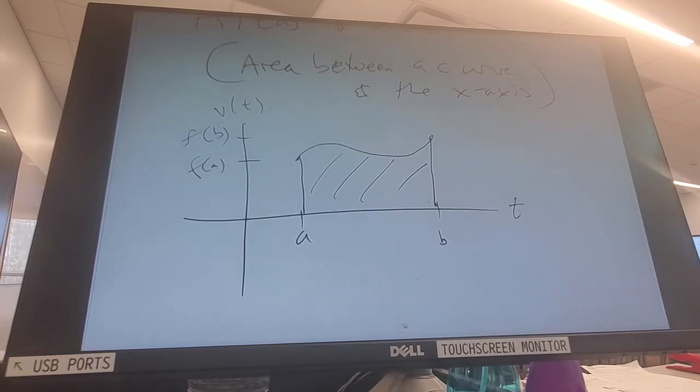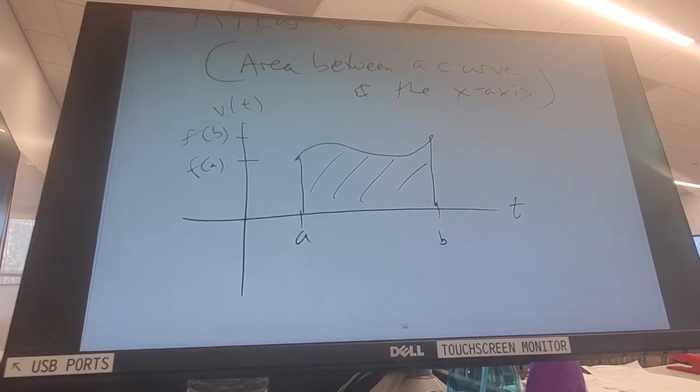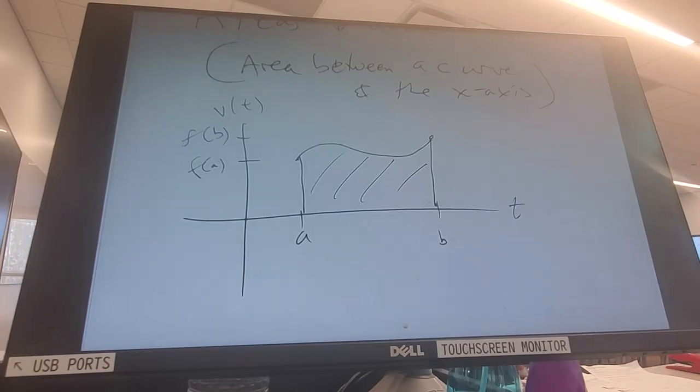And I don't care that it is not a rectangle. I can make little rectangles and then add them up. And they would all be a little piece of velocity times a little piece of time. What is velocity times time? What is your speed times how long you're going that speed? It's how far you went, correct?